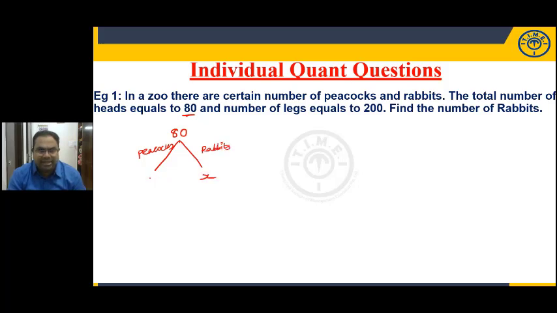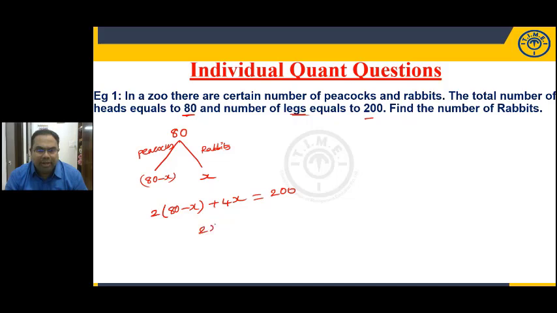If I take rabbits as x, peacocks will be 80 minus x. Instead of taking x, y and putting two equations: if the number of rabbits is x, the number of peacocks is the remaining 80 minus x. Peacocks have 2 legs, so 2 into 80 minus x. Rabbits have 4 legs. So x rabbits, 4x, plus the peacock legs equals the total number of legs, 200.